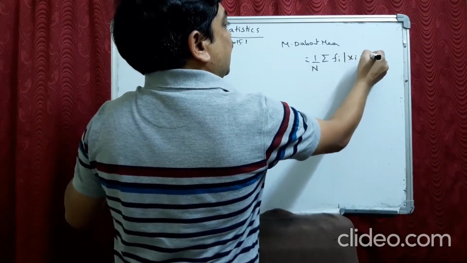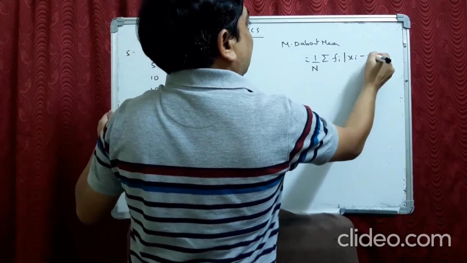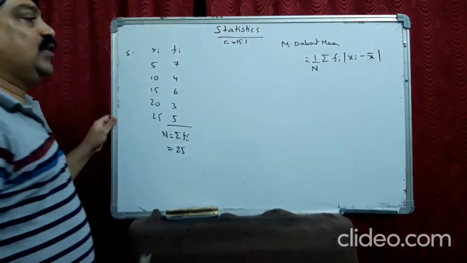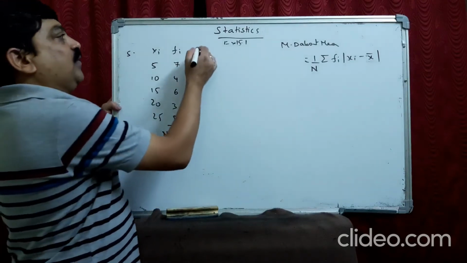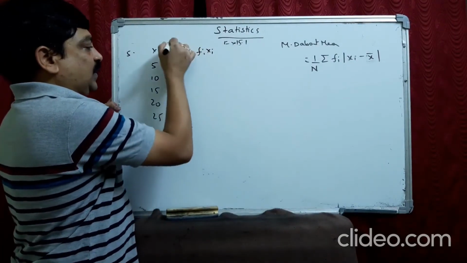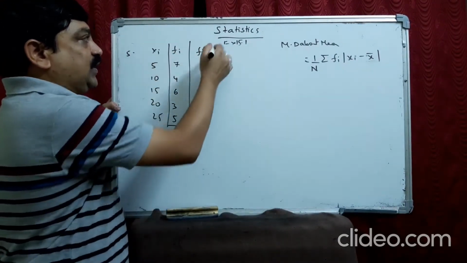The formula is 1 by capital N, sigma fi into mod xi minus mean, where mean means x bar. So first of all, you have to find x bar. How do we find x bar in grouped data like this when xi are given? We have to take fi xi. It is easy if you take it like this.